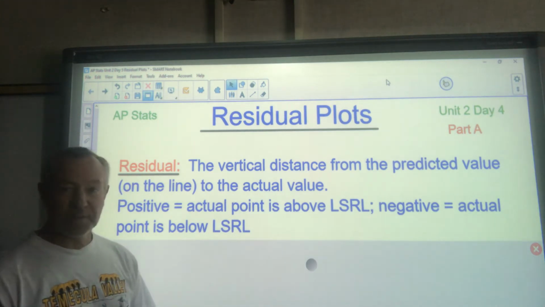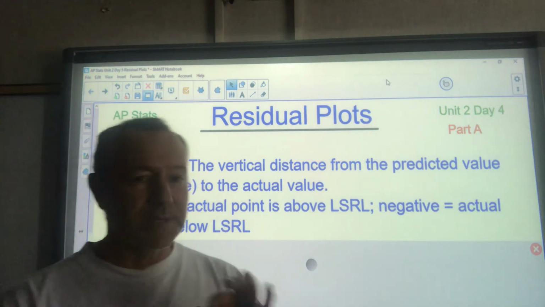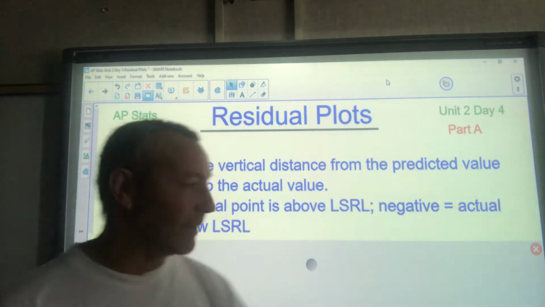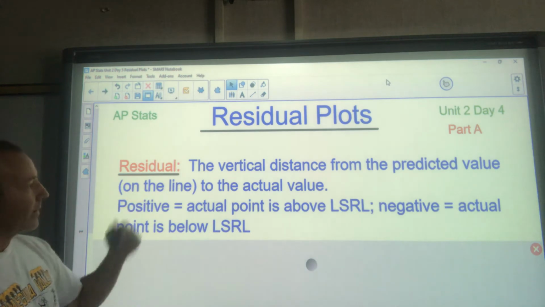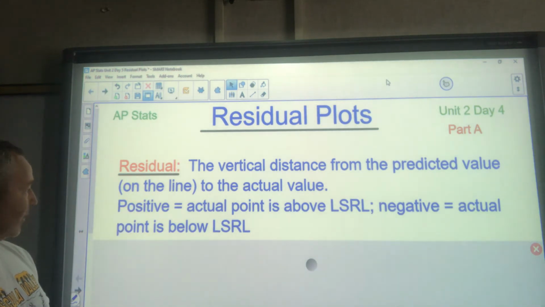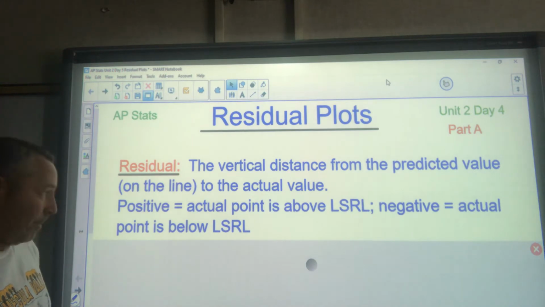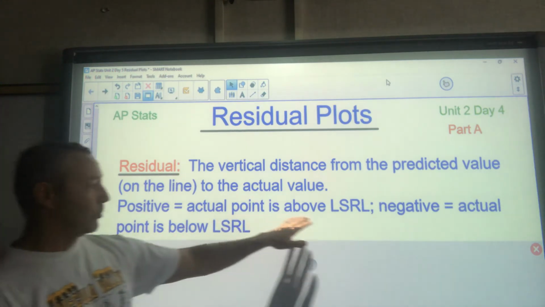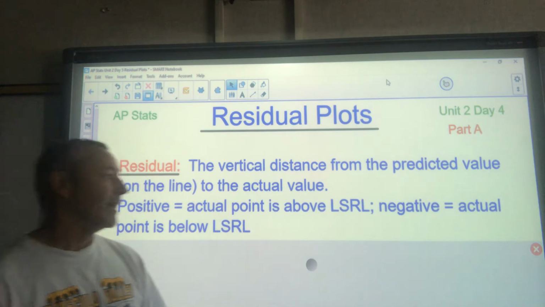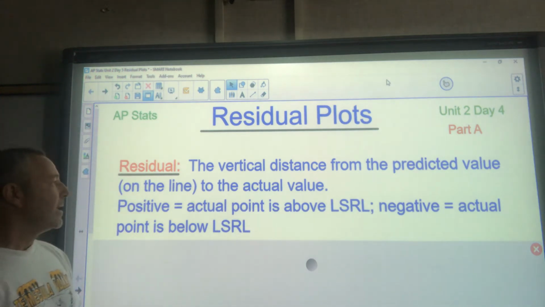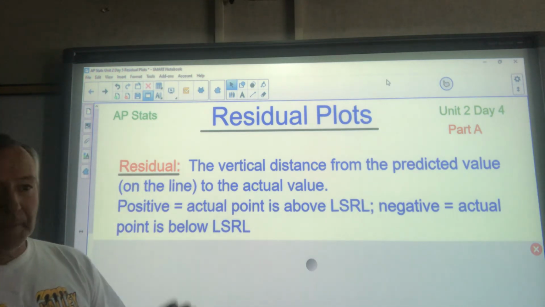First of all, we talked about residuals. We know they're the distance away from the predicted value that the actual value is. So the residual is the vertical distance from the predicted value on the line to the actual value. A positive residual indicates that the actual point's above the least squares regression line. Negative indicates it's below.